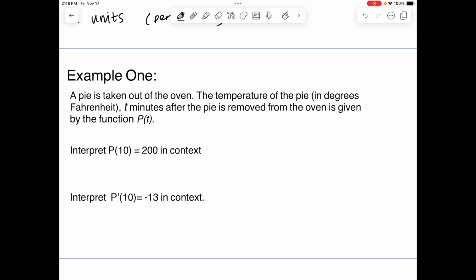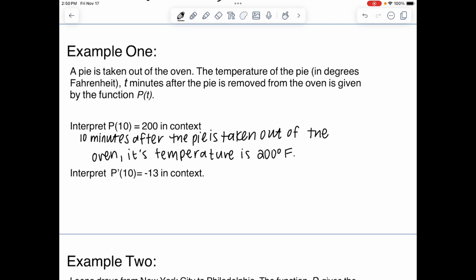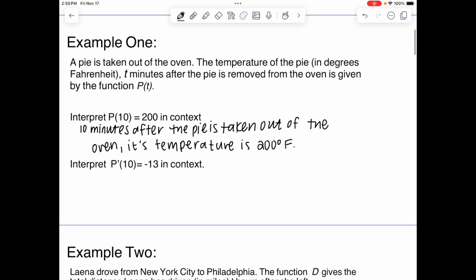Well, what that means is 10 minutes after the pie is taken out of the oven, its temperature is 200 degrees Fahrenheit. So 10 minutes after the pie is taken out of the oven, its temperature is 200 degrees Fahrenheit. So that's normal function notation.